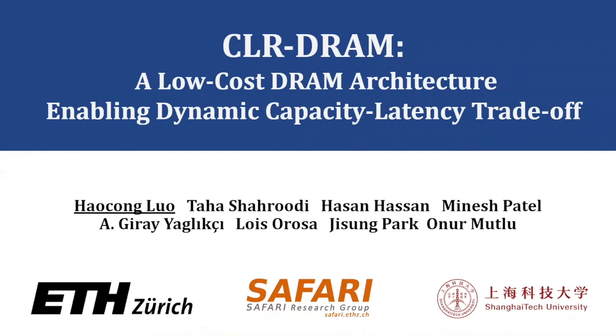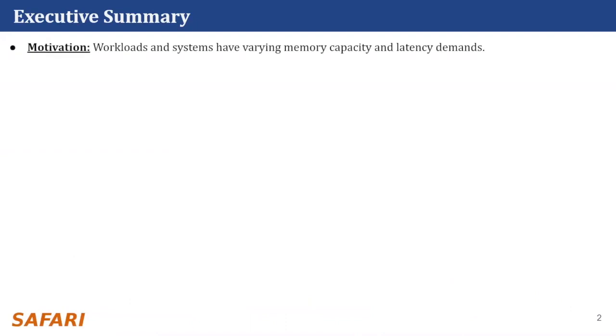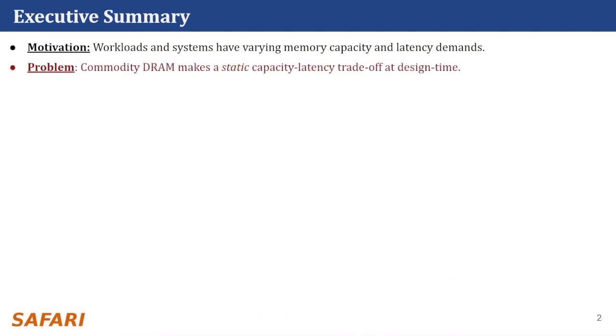I will be presenting CLR-DRAM, a low-cost DRAM architecture that enables a dynamic capacity-latency trade-off. This work is motivated by the fact that workloads and systems have varying memory capacity and latency demands. However, commodity DRAM as the prevalent technology for main memory makes a static capacity-latency trade-off at design time. As a result, commodity DRAM could not adapt to changes in the workload and system's memory capacity and latency demands.